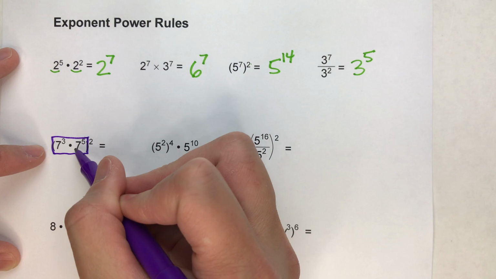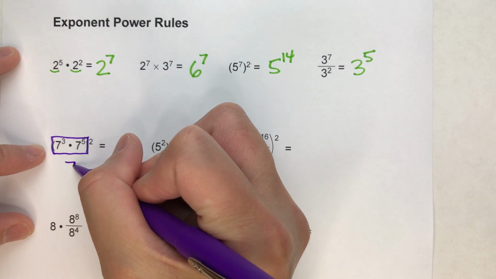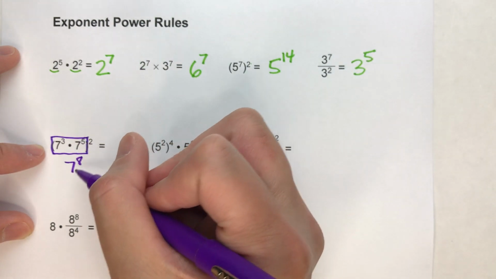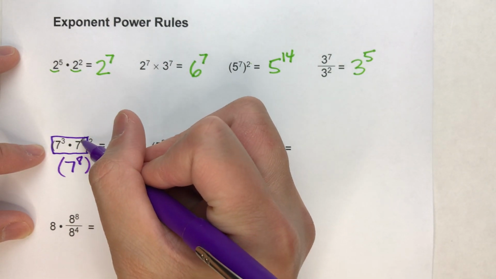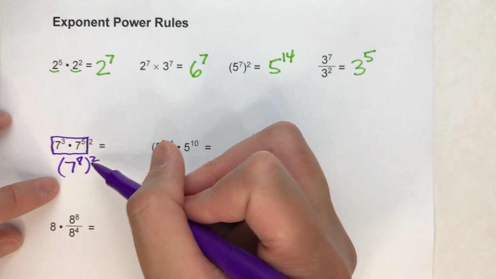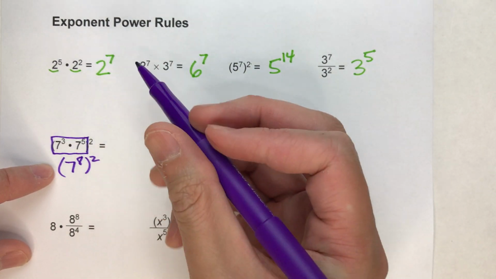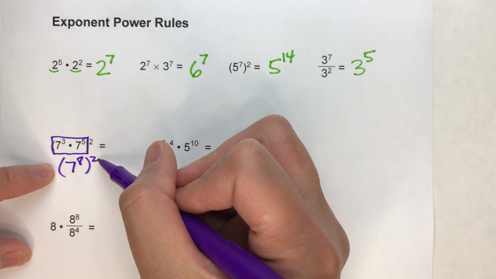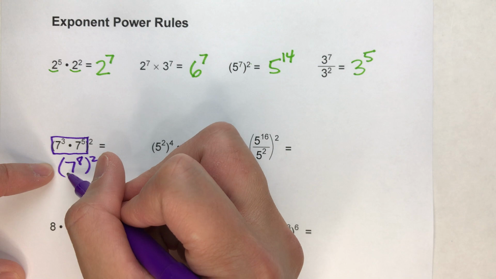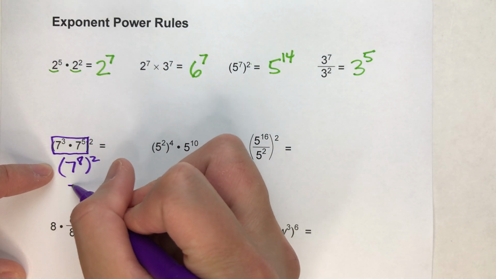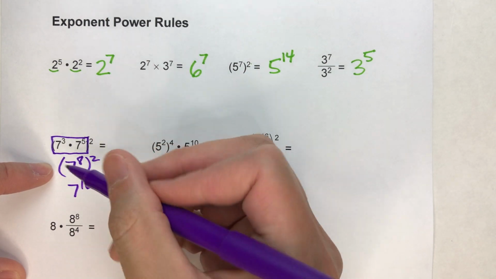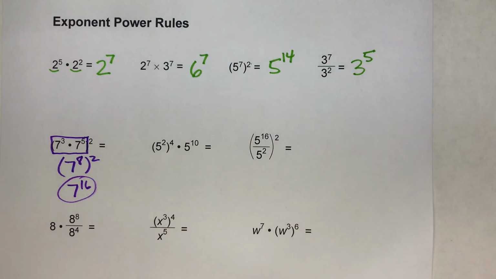7 to the 3rd times 7 to the 5th. Keep the base the same and add the exponents. This becomes 7 to the 8th. Okay? Now it's all still being raised to the 2nd power. So now that we've done the first step, now we can finish this problem by doing the exponent last. 7 to the 8th raised to the 2nd. That's a power to a power rule. We keep the base. We multiply the exponents. 8 times 2, 16. There's your answer.